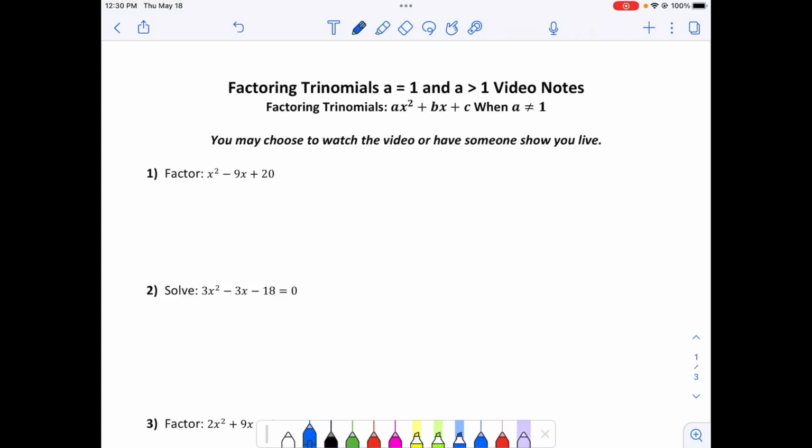In this video, I will do a few examples of factoring. The examples get harder as we go. They start with our a, or our coefficient of x squared, as 1 and get more difficult. Factoring is one of the most useful skills in Algebra 2.